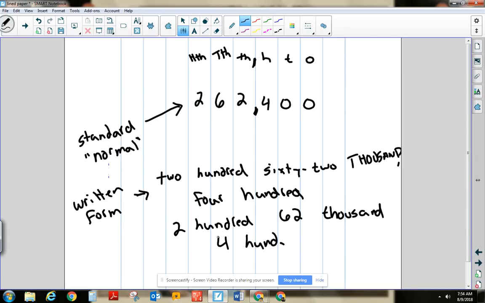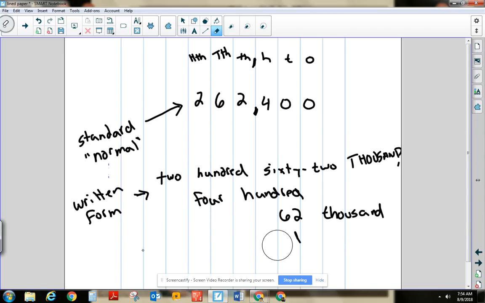Sometimes kids write 262,400 with just numbers. I get it, but this is kind of the lazy way. So let's not do the lazy way. All right. So write it out. Don't worry about your spelling. Come close. I'm pretty smart. I can usually figure it out. And the third way is expanded form.